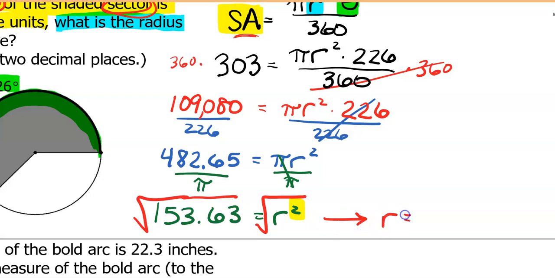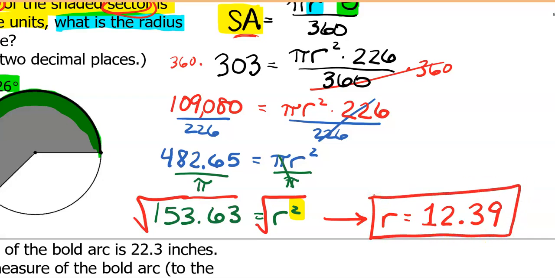My radius, when it's completely by itself, rounded to 2 decimal places, is 12.39, either way you do it. The next digit is a 4, and so that doesn't bump the 9 up at all.